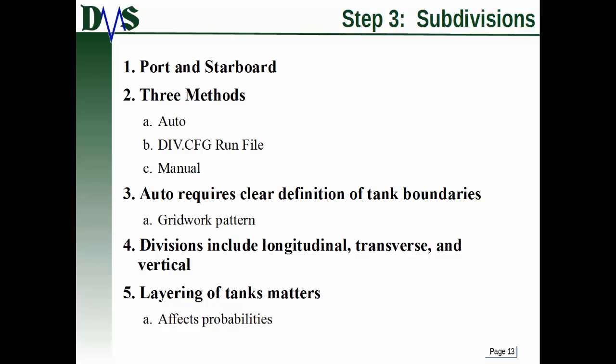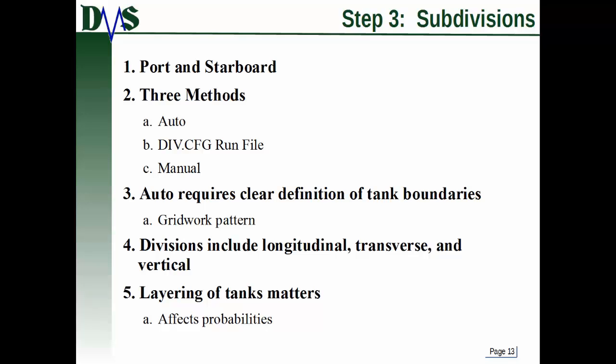The auto method is a big time saver, but if that's going to work, your tank definitions need to be pretty clearly laid out. You need to have basically a regular grid work pattern in your tank shapes. So you can't have super complex tanks all nested inside of each other. GHS won't detect the divisions correctly if you do that. So you can also define it manually or through the run file.